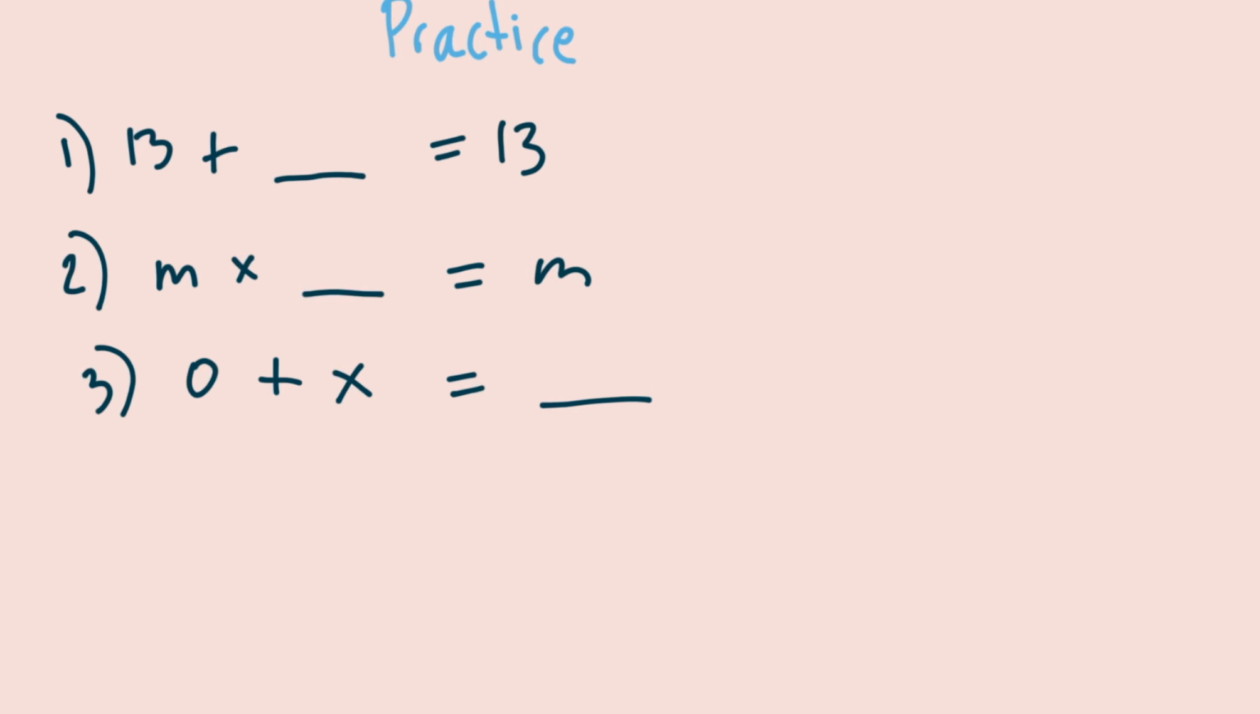Okay, I'm going to give you some more practice problems. Try these out, just fill in the blanks and make it what it is. So 13 plus blank is equal to 13. This is addition, right? So this will just be 0, that makes it true. Then m times something is equal to m. It can't be 0, because if it's times 0, it will equal 0. But this is equal to m, so this will just be 1. Then 0 plus x is equal to something. So 0 does not do anything, it stays itself. So this will just be x.